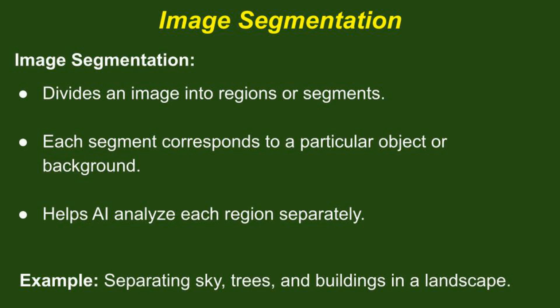Segmentation is like dividing an image into smaller, meaningful parts. Imagine looking at a beautiful scenery. Segmentation helps AI separate the sky, the trees, and the road into different areas. This makes it easier for the AI to study each part accurately. It's especially useful in self-driving cars or in medical image analysis.